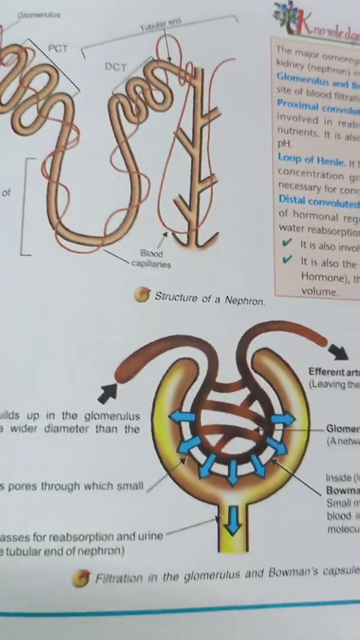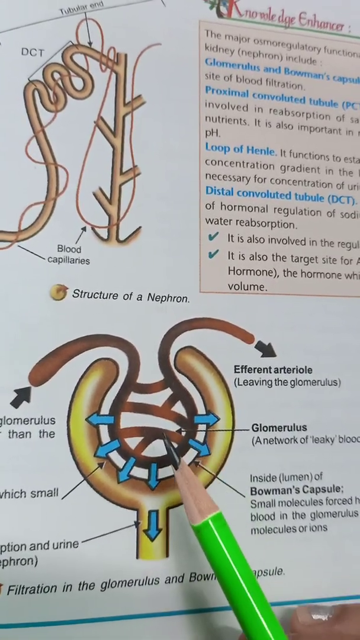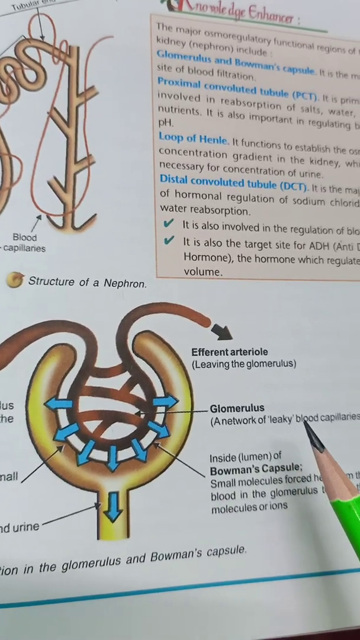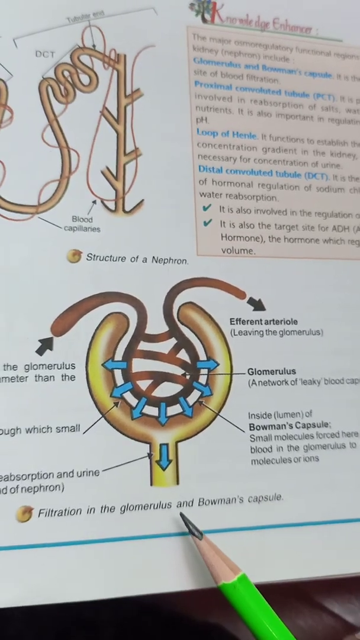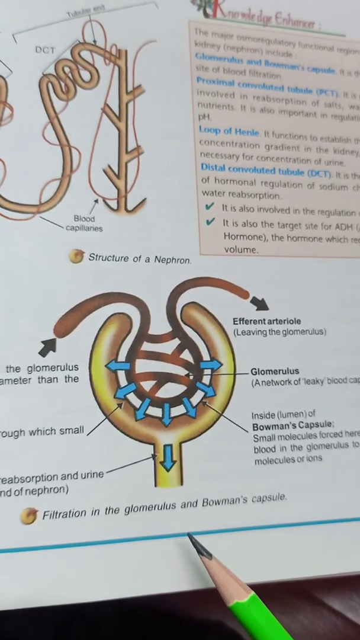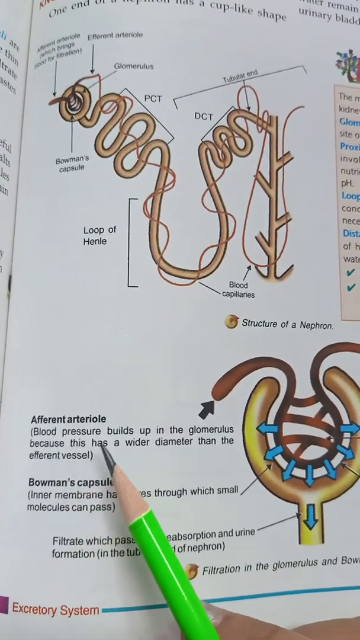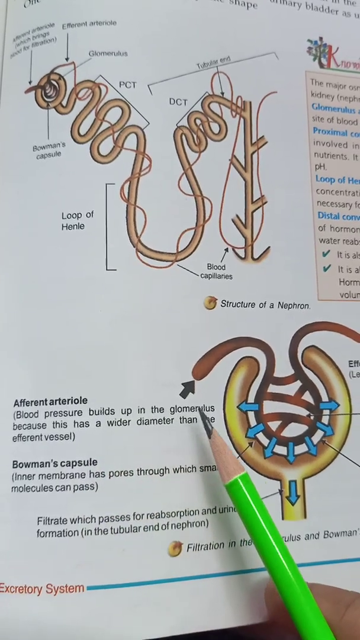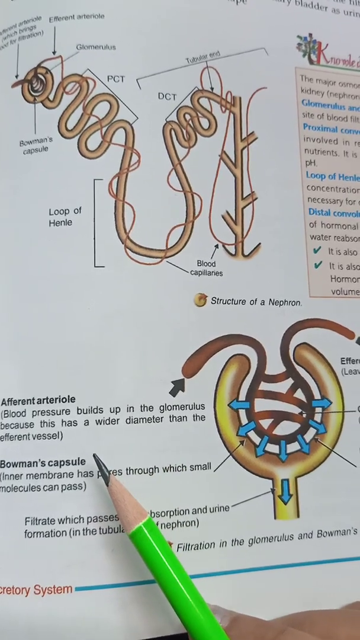Now you can see this Bowman's capsule is there, and inside the Bowman's capsule there is a tuft of capillaries that is known as glomerulus, a network of blood capillaries. You can easily see in this diagram the filtration process is going on inside this Bowman's capsule. Here you can see that the efferent arteriole is there, and its function is that the blood pressure builds up in the glomerulus because the afferent vessel has a wider diameter than the efferent vessel.